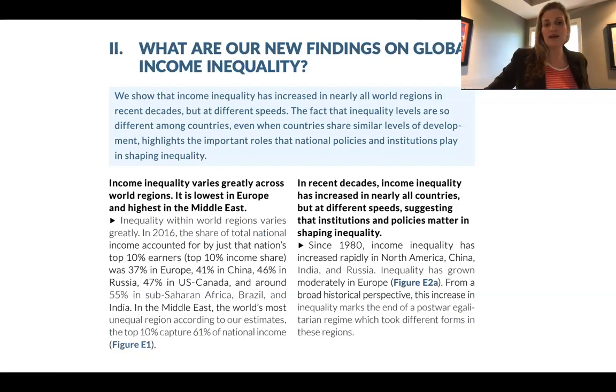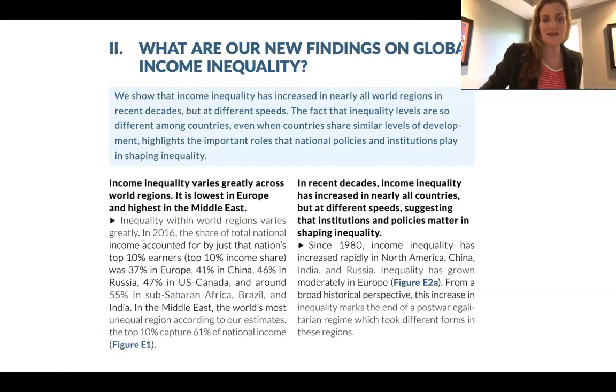So income inequality varies greatly across world regions. So there's a lot of unevenness to this inequality. Inequality is the lowest in Europe, but the highest in the Middle East. Inequality within world regions varies.